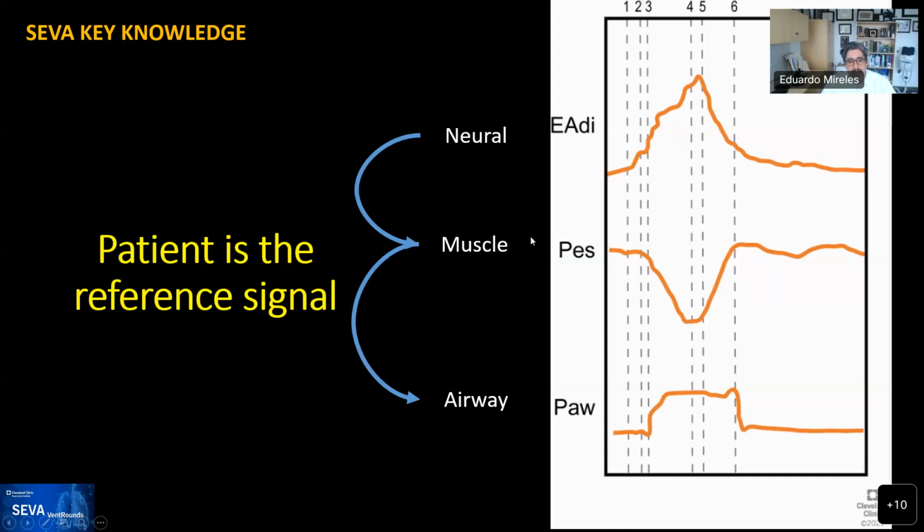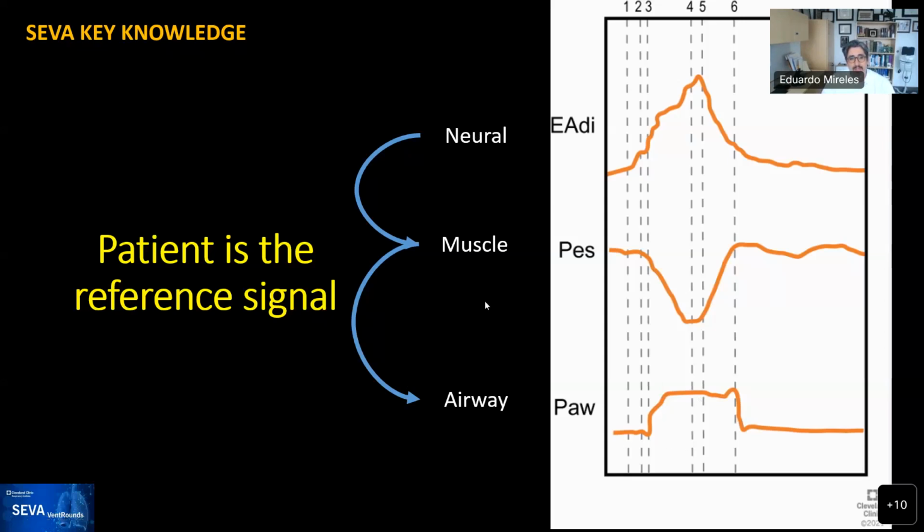That results in a contraction of the muscle that decreases the esophageal pressure and drops it below baseline. Then the maximum contraction is reached, and it starts relaxing, and as it relaxes, the Pmus returns to baseline. Then there's the airway pressure, which happens after the esophageal pressure goes down, and that causes the airway pressure to move up. Just remember that the patient is the reference signal, and if you have the neural signal, that will become the truth.